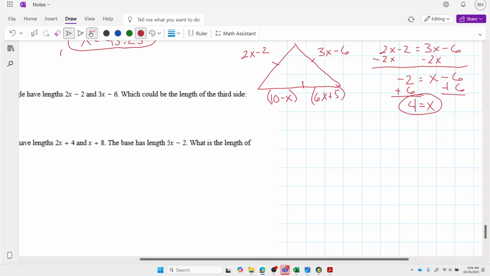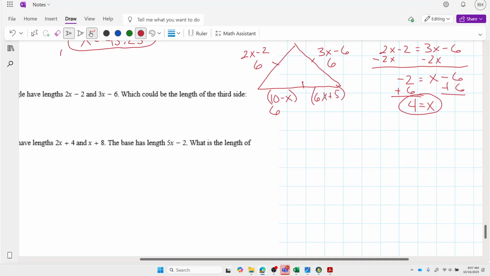Now, if 4 equals x or x equals 4, we're going to go back to these two expressions and substitute. What's 2 times 4? 8 minus 2, 6. So this side is 6. What's 3 times 4? 12 minus 6. Okay, this side is 6. So what does the third side have to be? It's got to be 6. So what does 10 minus 4 equal? Okay, 10 minus 4 is 6.